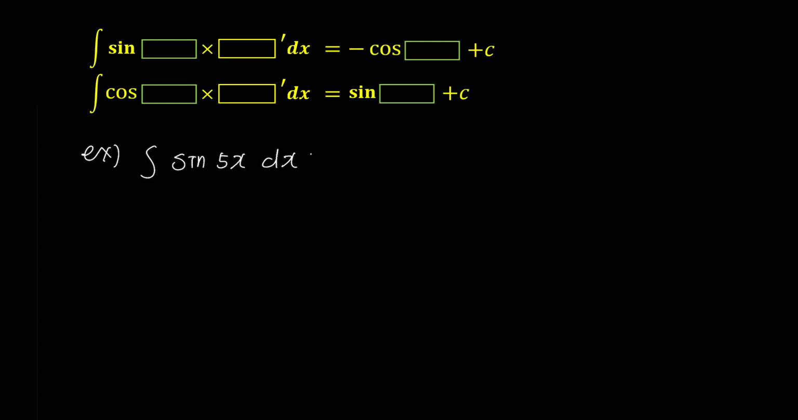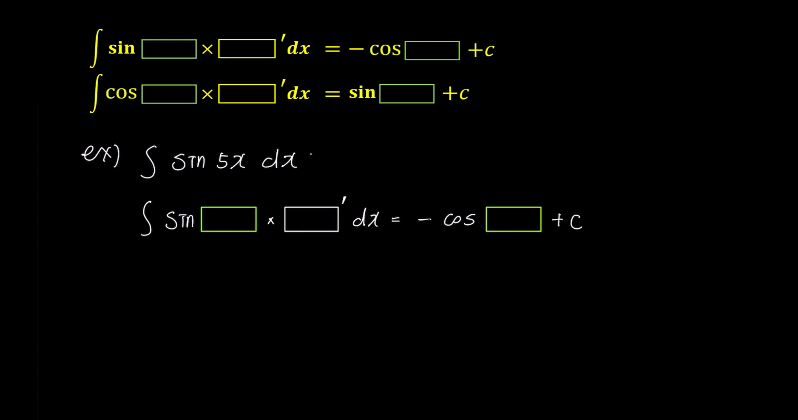Let's start with a very simple problem. You may already be familiar with this problem, but I will explain how the box rule is applied. Here's the box rule. What should go in the green box? And what about the box prime behind it?